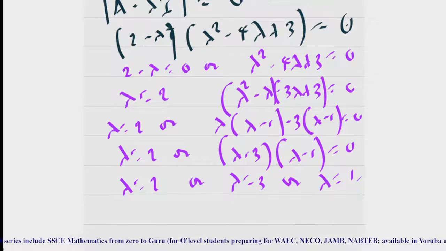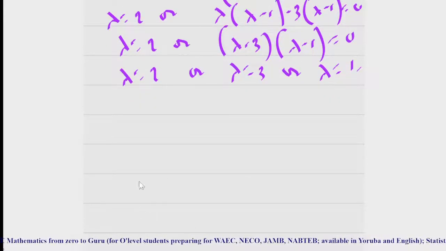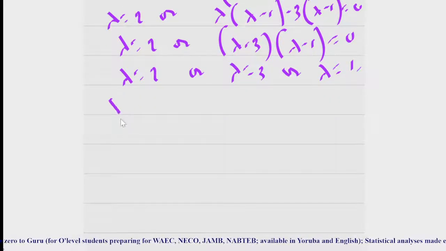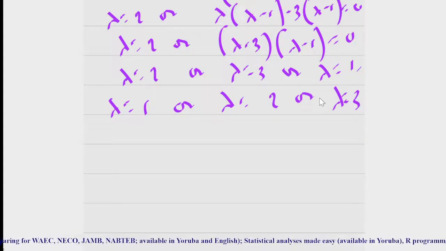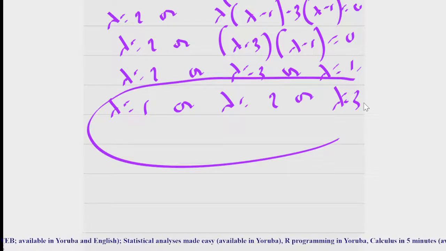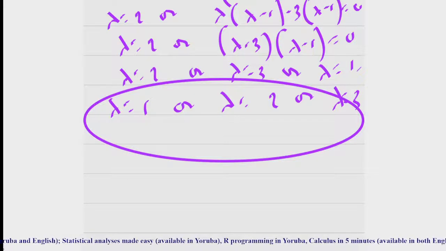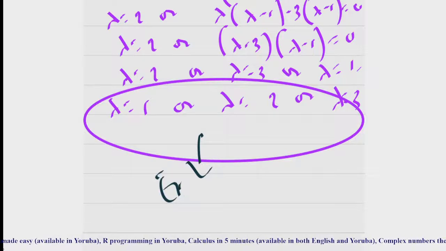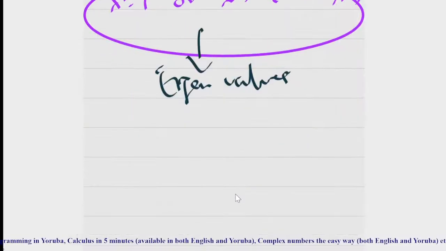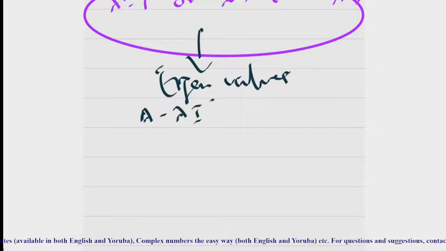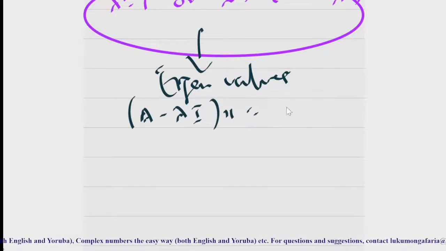Then you can say lambda is equal to 2, or lambda is equal to 3, or lambda is equal to 1. So it means your characteristic roots, or latent roots, or eigenvalues, are lambda is equal to 1, lambda is equal to 2, or lambda is equal to 3. You understand now? So that's my eigenvalue. And don't forget, I said from here you can find your eigenvectors, that is the non-trivial values of x that satisfy this equation: A minus lambda I times x is equal to 0. I hope you understand now.